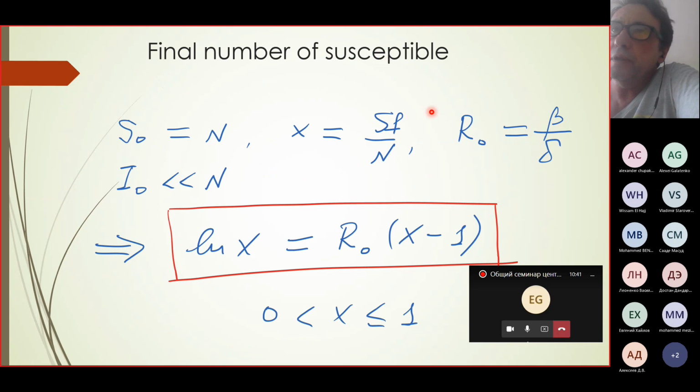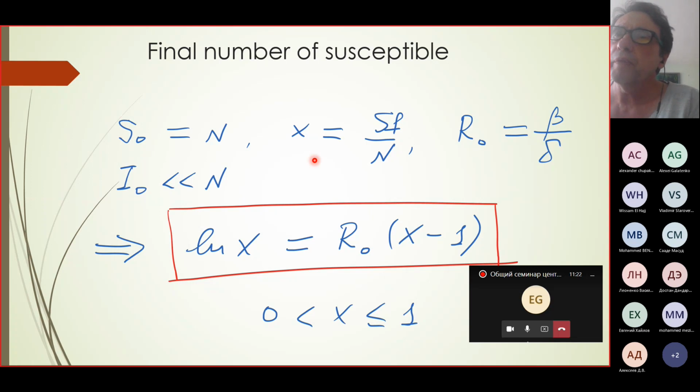Another important characterization of the epidemic described with this model is the final number of susceptible individuals. If we take the asymptotic for large time, this function S of t has some limit at infinity. We call this limit S_f, the final number of susceptible. And there is also a very well known and quite simple calculation for how to find this limiting value. Well, several integrations, and it's very well known. I will not stop at that.